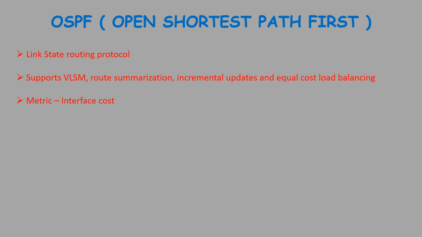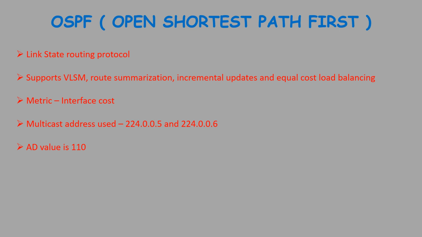As the metric, OSPF uses a single parameter, that is the interface cost. OSPF uses the multicast addresses of 224.0.0.5 and 224.0.0.6 for the communication between OSPF enabled routers. The default administrative distance for OSPF is 110.